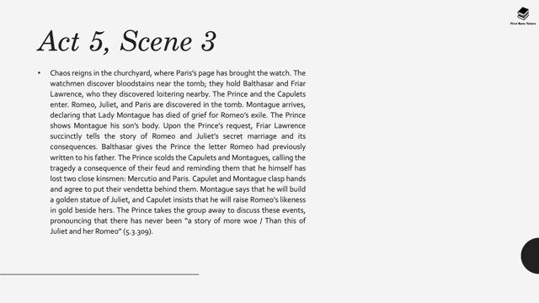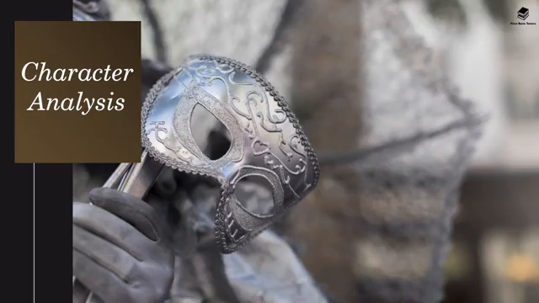Balthazar gives the prince the letter Romeo had previously written to his father. The prince scolds the Capulets and Montagues, calling the tragedy a consequence of the feud, reminding them that he himself has lost two close kinsmen, Mercutio and Paris. Capulet and Montague clasp hands and agree to put the vendetta behind them. Montague then says that he will build a golden statue of Juliet, and Capulet insists that he will raise Romeo's likeness in gold beside hers. The prince takes the group away to discuss these events, pronouncing that there's never been a story of more woe than this of Juliet and her Romeo.